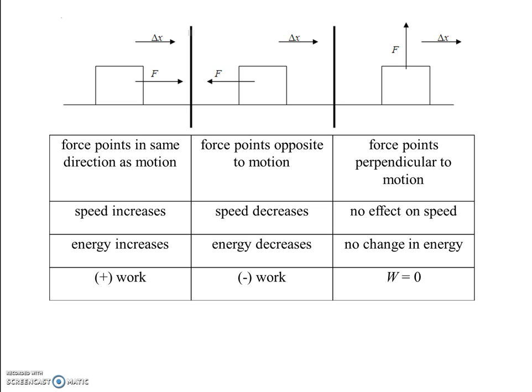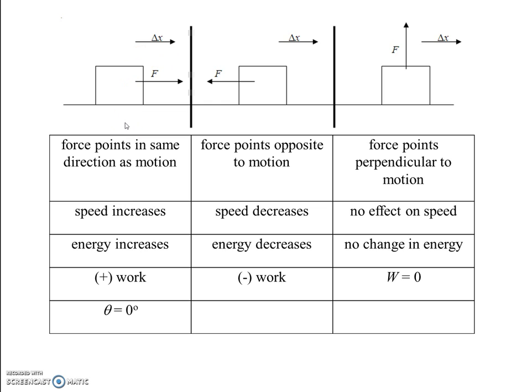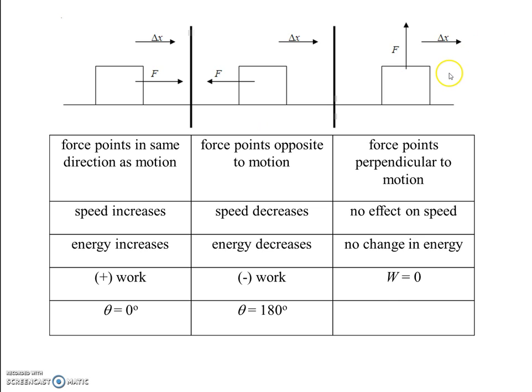Now we could also then take this to the idea of the angle between the two. So here the angle between this force and the displacement, well, they're both pointing to the right. We call that a 0 degree angle. In the second situation, it's moving to the right but the force is to the left, so that's, of course, an angle of 180 degrees. And the third situation, what angle is that? Well, clearly it's 90 degrees.